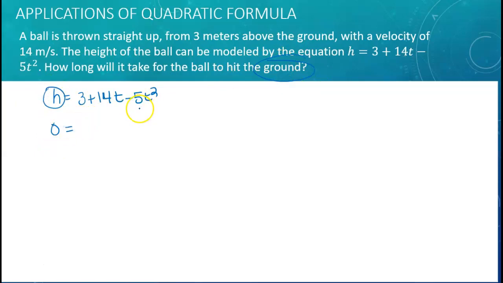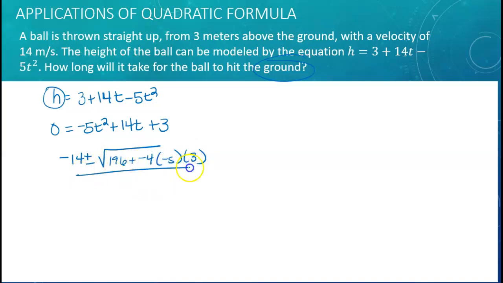I also notice this is not in standard form, so let's switch these around. I'm going to put the negative 5t squared first, then the 14t, then the 3. I'm now going to use quadratic formula to solve, so that's going to become negative 14 plus or minus the square root of b squared. I don't know what 14 squared is in my head, so I'm going to put that into my calculator. That gives me 196 plus negative 4 times a times c, all over 2 times a.